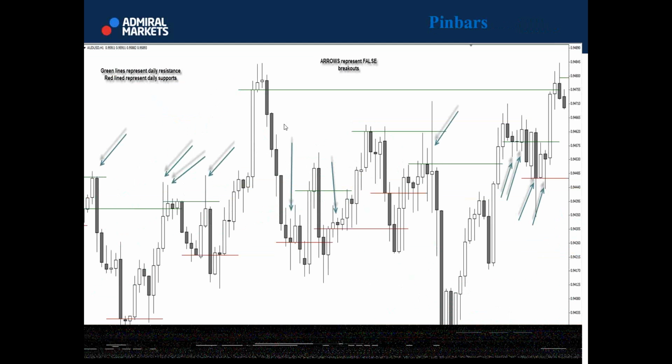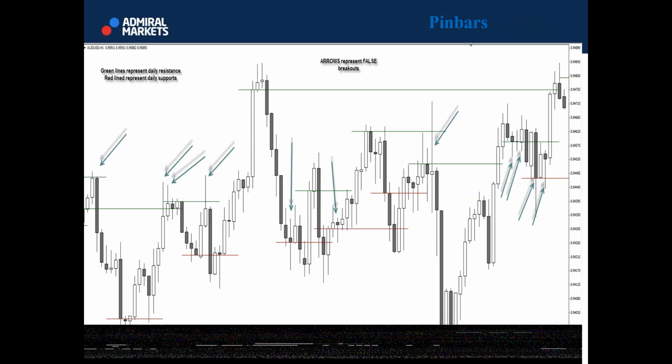Today that happened with euro dollar. Okay, green lines on this chart represent daily resistance levels. Red lines represent daily supports. This is 1 hour time frame. So look at those pins. Why I'm pointing out pins?